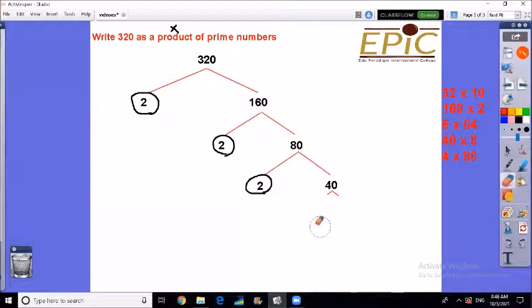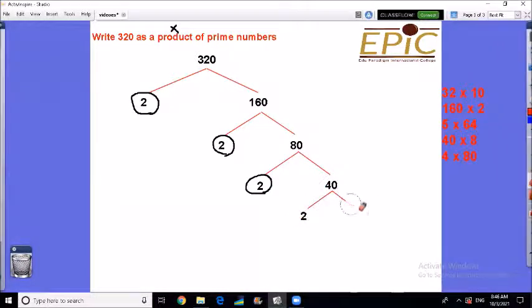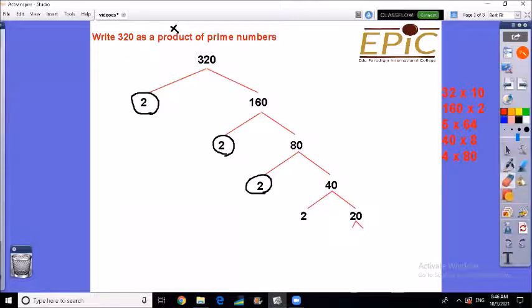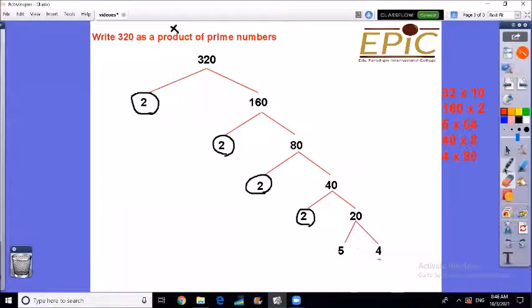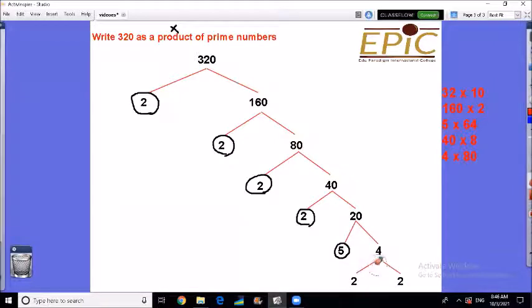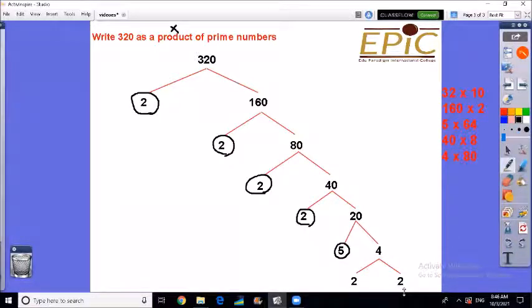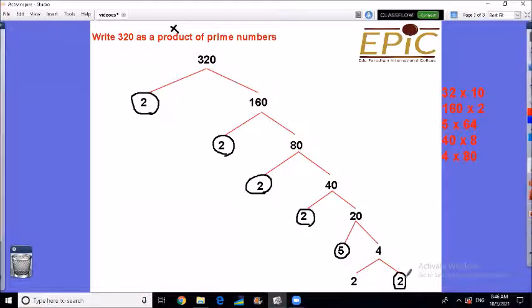What about the 40? It is going to be 2 multiplied by 20. And I'm going to circle also the 2 because it's a prime number. 20 is going to be 2 multiplied by, oh, I chose here 5 multiplied by 4. And I'm going to circle the 5 because it's a prime number. What about the last one, the 4? I'm going to break it into 2 multiplied by 2. And both of them are prime numbers. Now nothing can be factorized anymore.